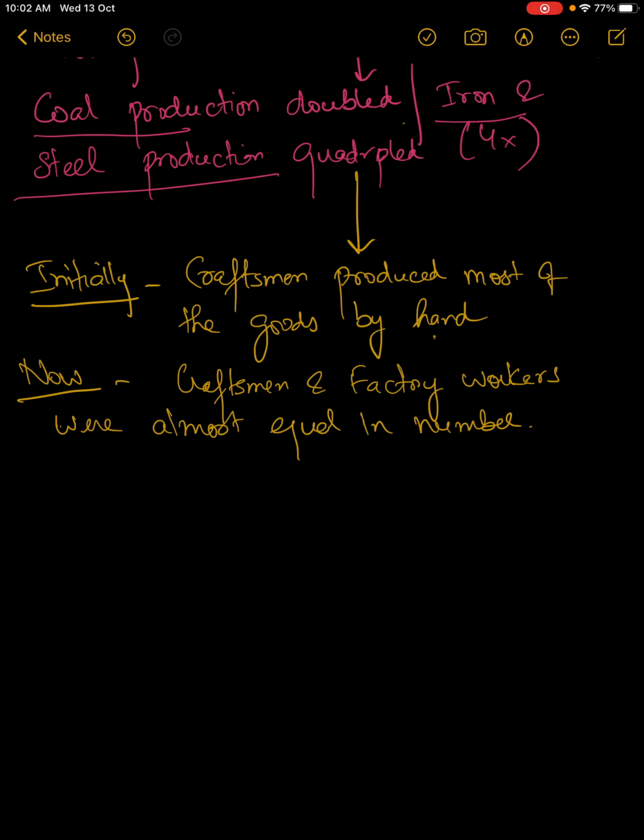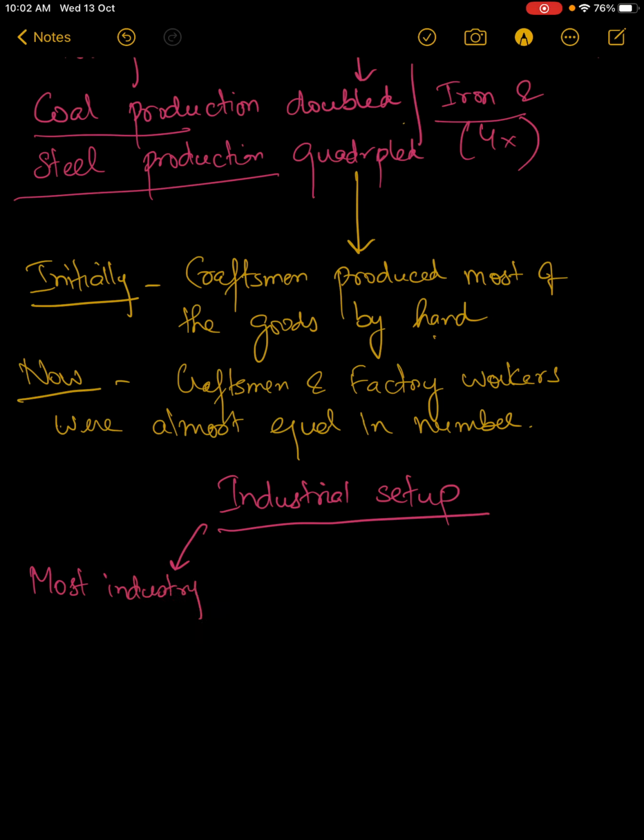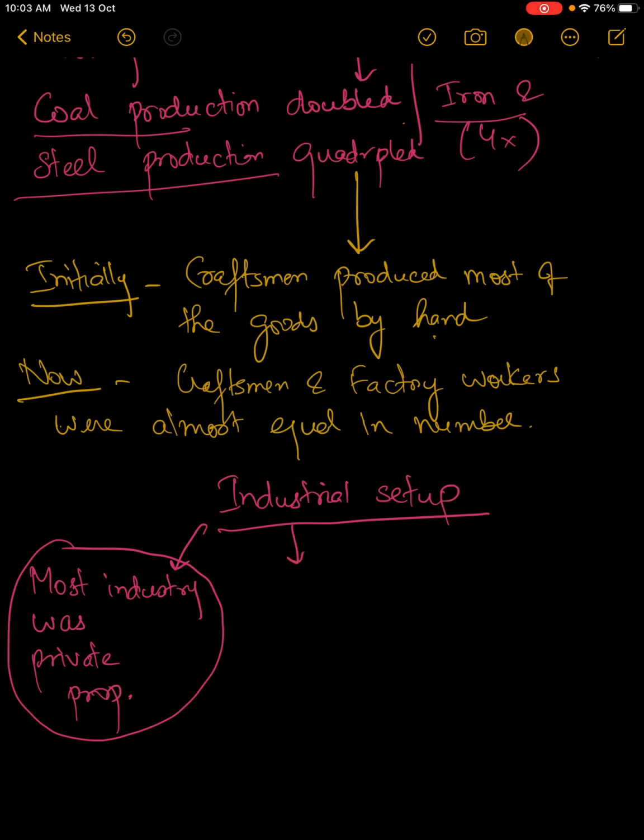Okay, perfect. Now if you look at the industrial setup in Russia, most industry was private property. Of course it was private property. That is feature number one. But government intervention was there.